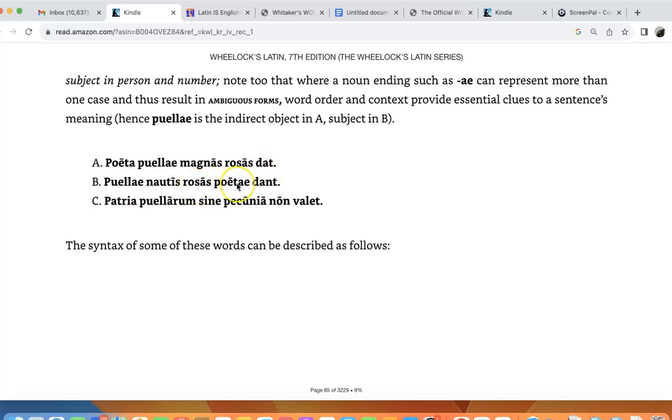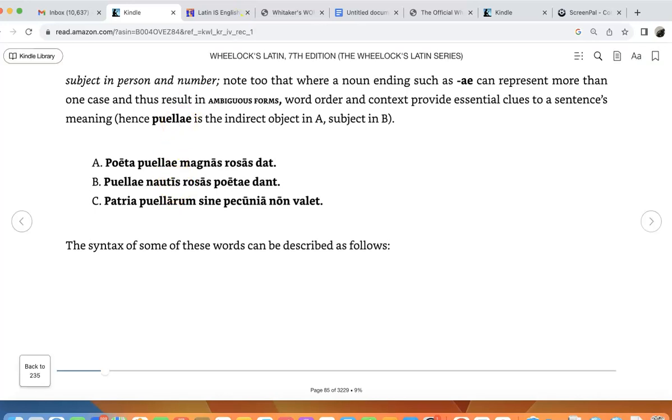literally the roses of the poet to the sailors. Or the girls are giving the poet's roses to the sailors. So let's take a look at this to kind of explain, because I think we explained the other. Actually, let's go through this entirely.